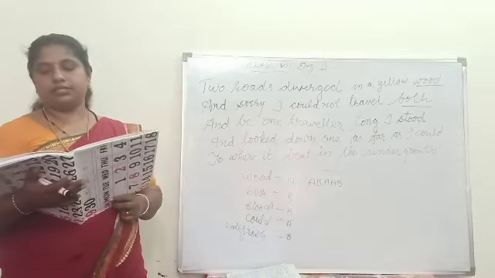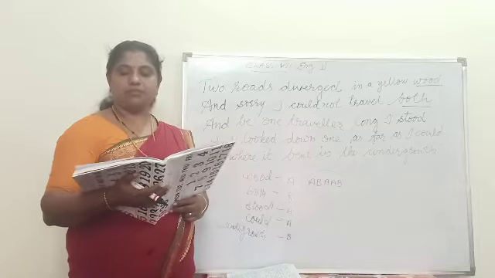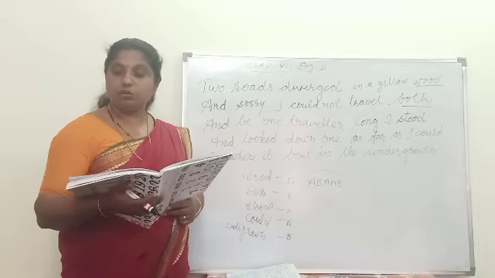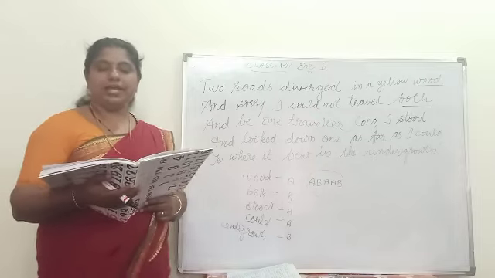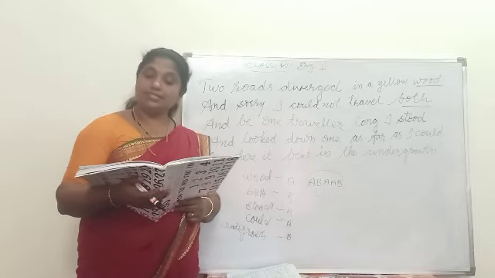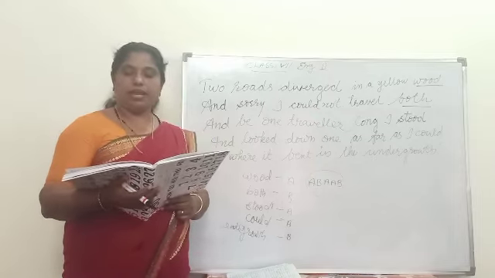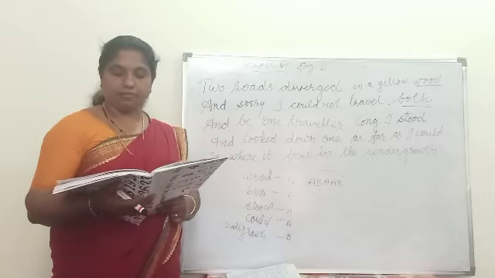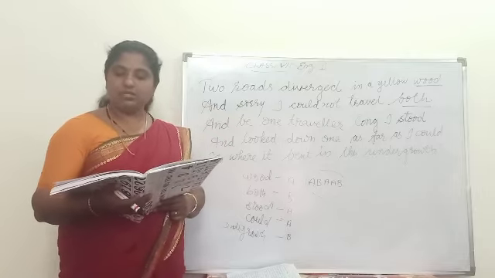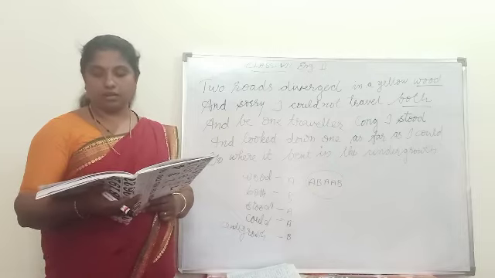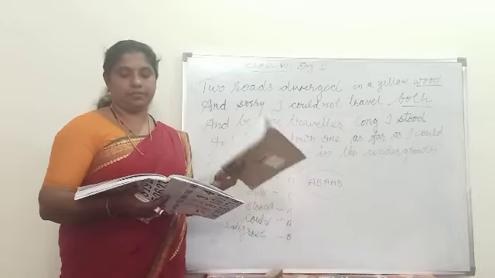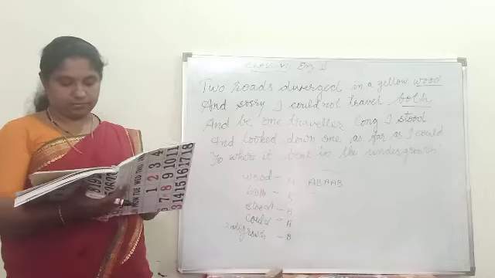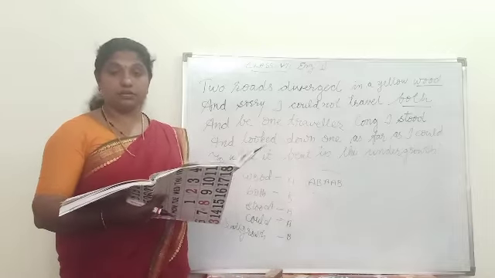Reference to the context. Read the lines from the poem and answer the questions that follow. First one. "Then took the other as just as fair, and having perhaps the better claim, because it was grassy and wanted wear." A. What is the other?